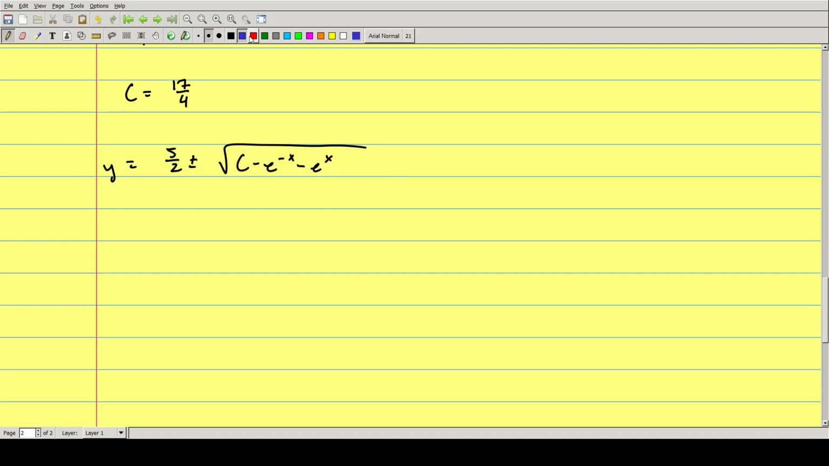Okay. We are using this as our condition. And so B is equal to 5 halves plus or minus the square root of C minus e to the negative A minus e to the A. And what we want to do is try to figure out an expression for C. Okay.